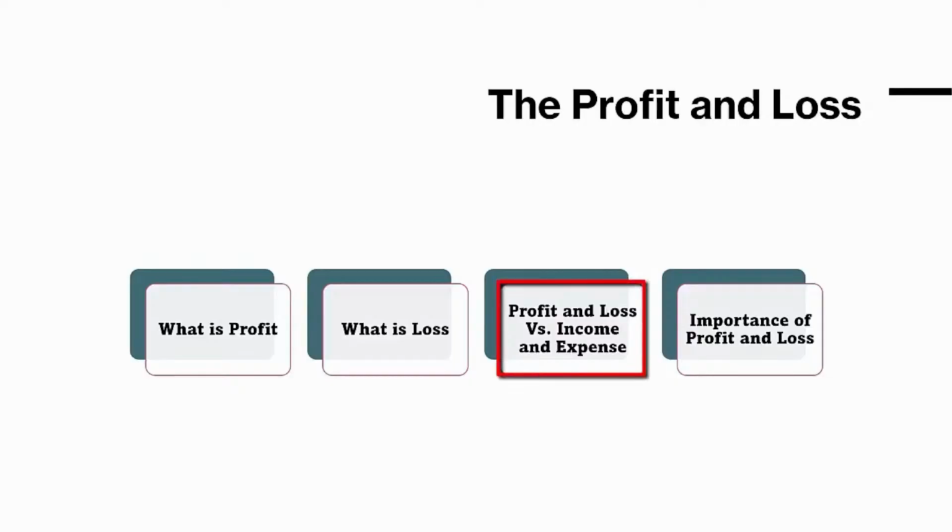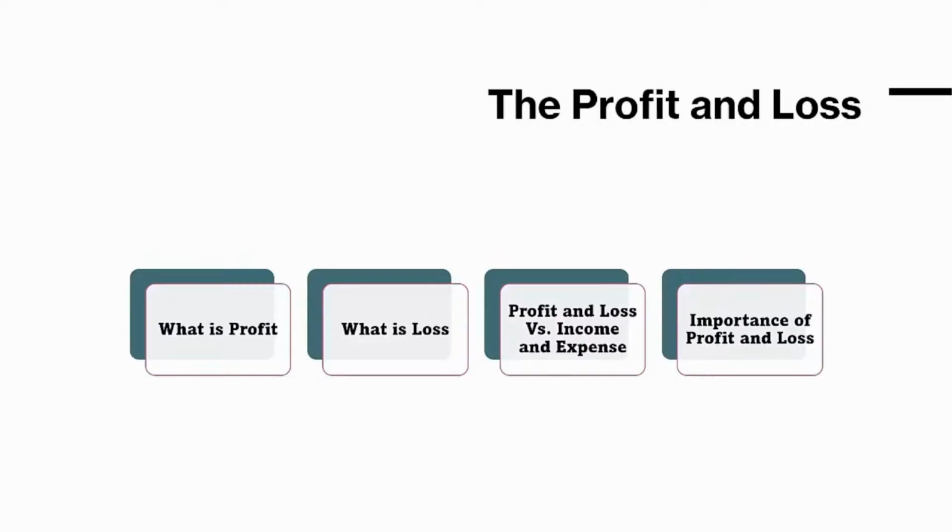How are profit and loss different from income and expense? To understand how profit and loss are different from income and expense, think of income and expense as building blocks. Here's how. 1. Income is the total money a business earns from selling goods or providing services. It's a single figure showing earnings. 2. Expense is the total money a business spends on things like rent, supplies, and employee wages to operate. It's a single figure showing spending.